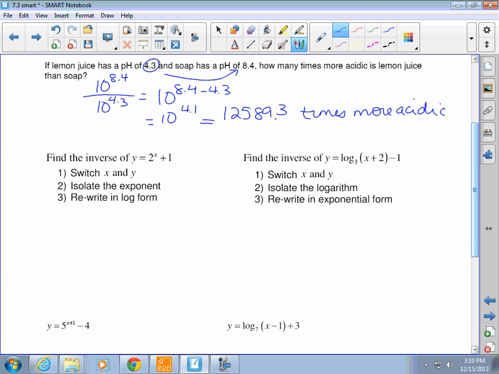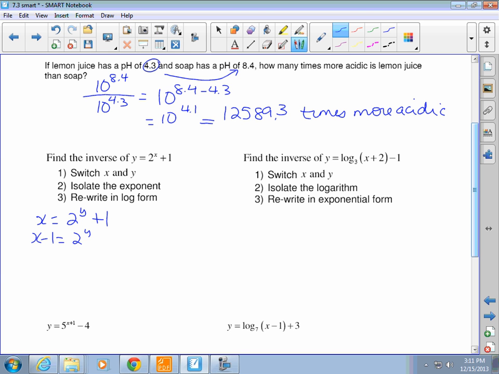So if you're finding the inverse, we switch the x and y value. So this would become x is equal to 2y plus 1. Because we had a value for that y number, what we want to do is isolate the exponent. So we want to get that y value by itself, which is what we did before. So this is going to be x minus 1 is equal to 2 to the power of y.